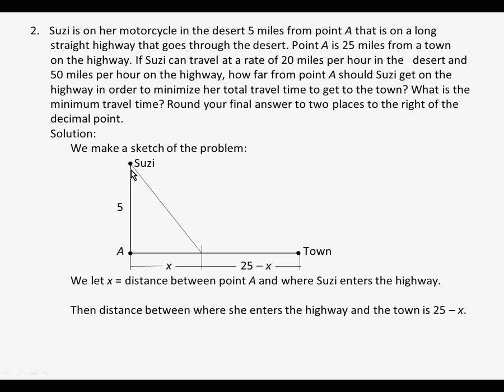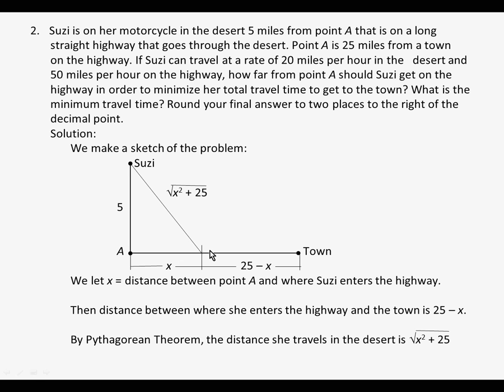Okay, we've got to figure out what this is. If you look at that path through the desert, it's the hypotenuse of a right triangle, so we're going to be using the Pythagorean theorem. By the Pythagorean theorem, this hypotenuse is going to be the square root of x squared plus 5 squared, right? Remember, a squared plus b squared equals c squared. So this side is the square root of x squared plus 25. That's how far she's going to travel in the desert. That's her distance.